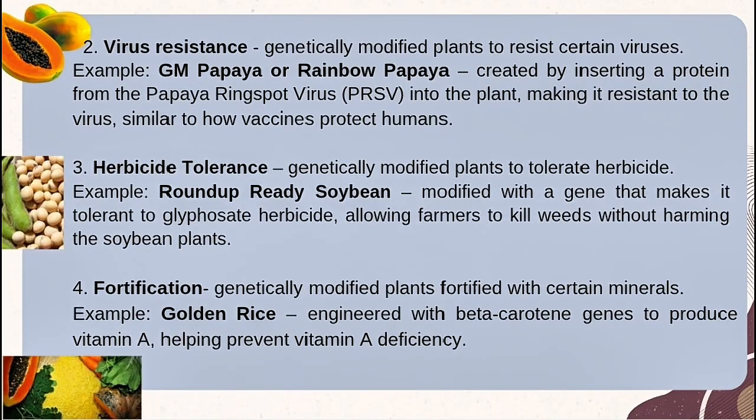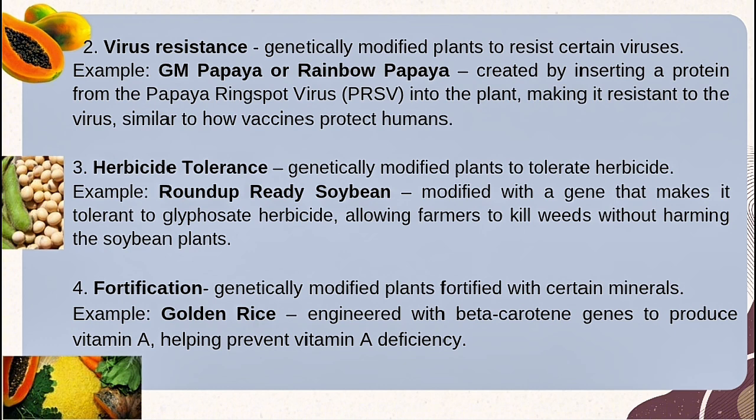Second is virus resistance. Genetically modified plants resist certain viruses. It means plants are modified to fight viruses in order to stay healthy and continue growing properly. An example is GM papaya or rainbow papaya, created by inserting a protein from the papaya ring spot virus, or PRSV, into the plant, making it resistant to the virus, similar to how vaccines protect humans.